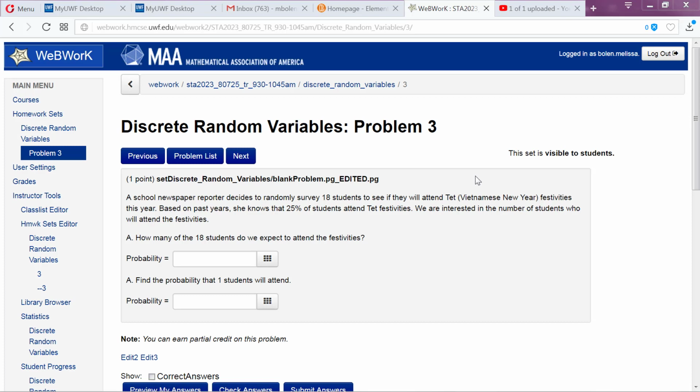We can't have 19 people going to the festivities because we're only asking 18. We can't have a negative number of people, and we can't have 1.5 people going because we're not going to accept an answer of "I'm not sure." So it's either yes or no, no maybes. That means it is a discrete random variable.